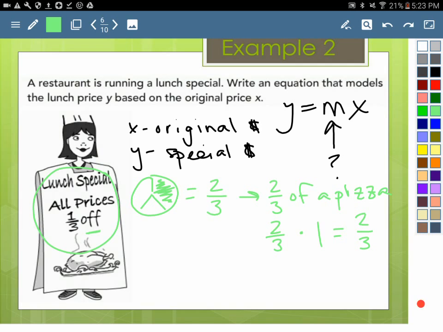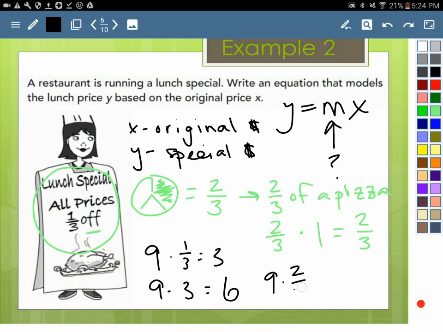So let's put this in perspective here. Let's say I have the number 9. If I want to take away 1/3 of 9, 1/3 of 9 means multiply it by 1/3. So that's 3. If I want to take that away from 9, 9 minus 3 is 6. So 1/3 off of 9 is 6. Well, that's just like saying 9 times 2/3. If you were to type 9 times 2/3 in your calculator, you're going to get 6.